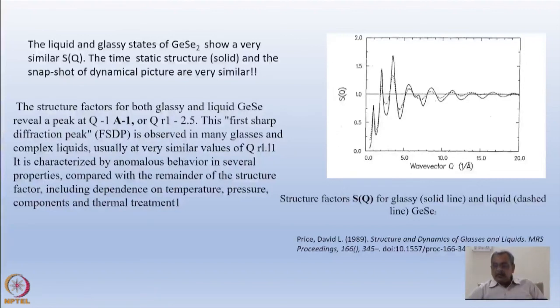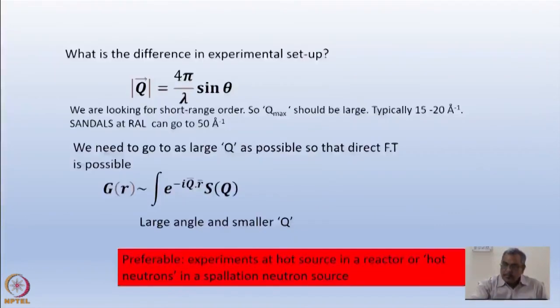If I talk about shells around the central atom, they are very similar, and also there are pre-peaks that reveal a peak at around 1 angstrom inverse, which is the first sharp diffraction peak. This is also observed in many glassy and complex liquids, at almost similar values of Q around 1 angstrom inverse. This is actually a characteristic of anomalous behavior in several properties. So I will stop discussing this.